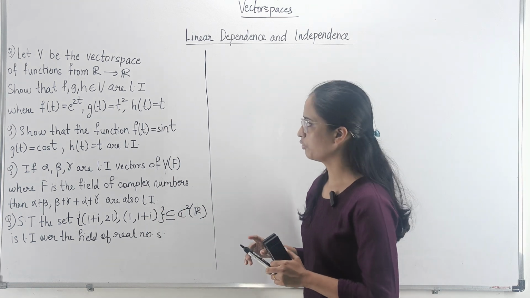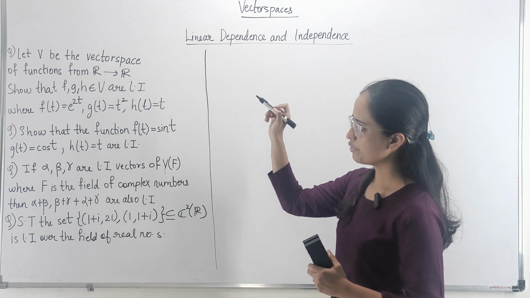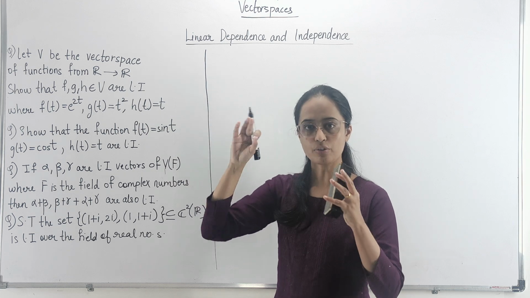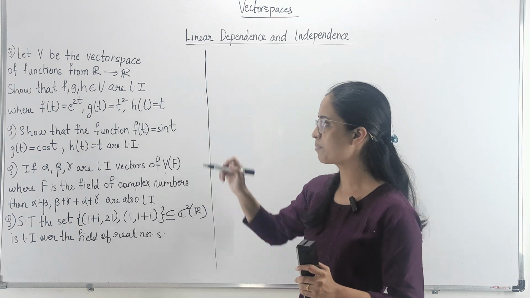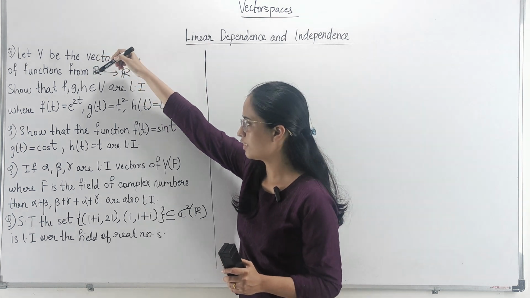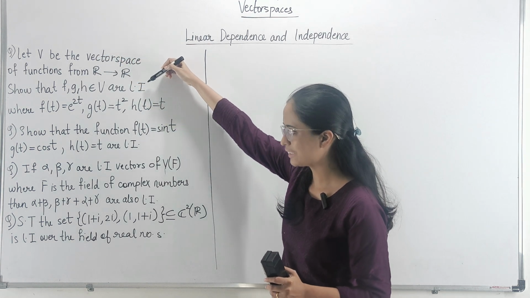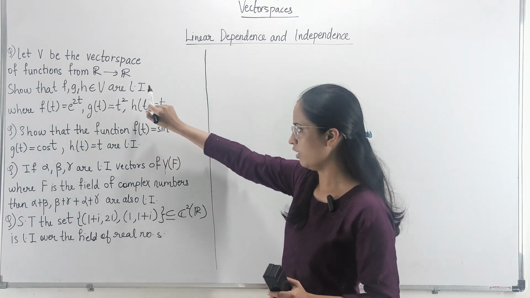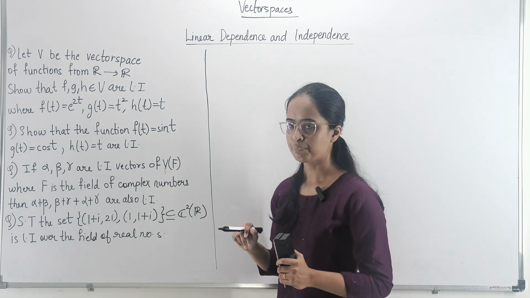So the first question over here says that let V be a vector space of functions. So that vector space would consist of vectors which would be functions from R to R. You have 3 functions in this vector space and you have to show that these 3 functions f, g, h, which have been defined in this manner, are linearly independent.